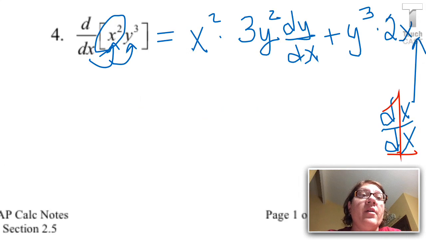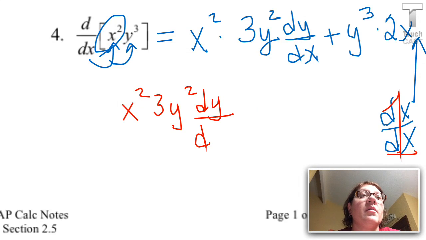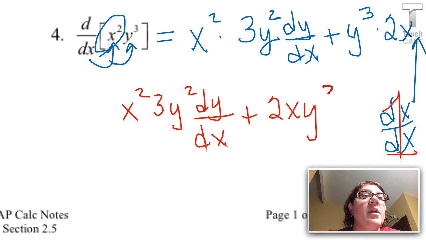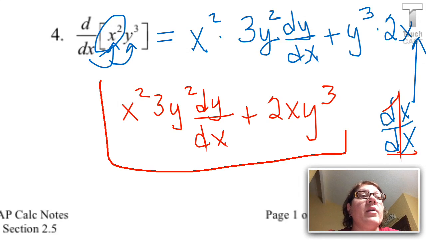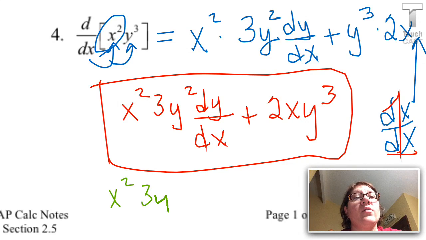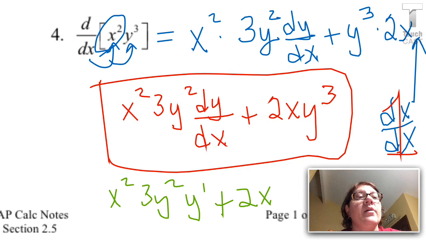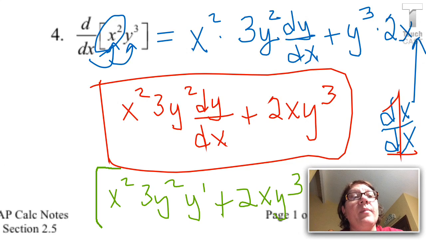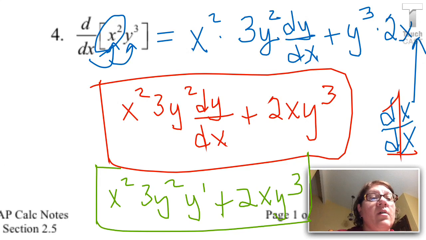So I would tidy this all up by writing x squared 3y squared dy dx plus 2xy cubed, keeping my variables in alphabetical order just like normal. And if you want, you can write x squared 3y squared y prime plus 2xy cubed. Whichever notation you like better, I'm not all super picky.